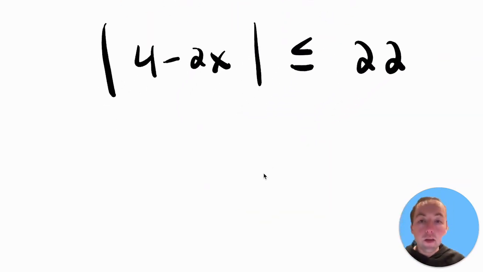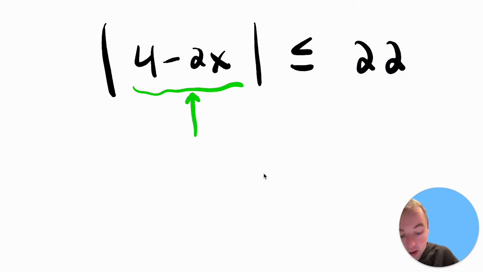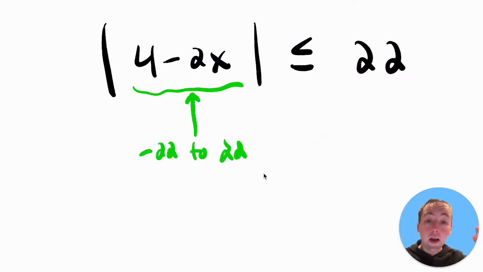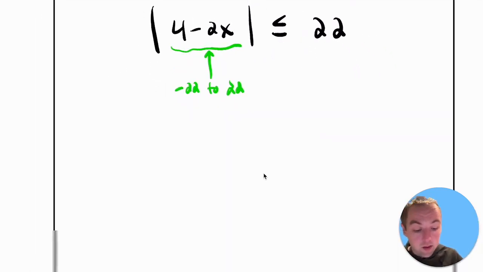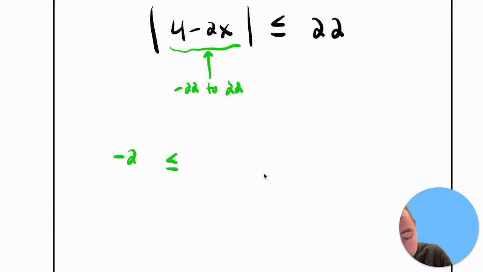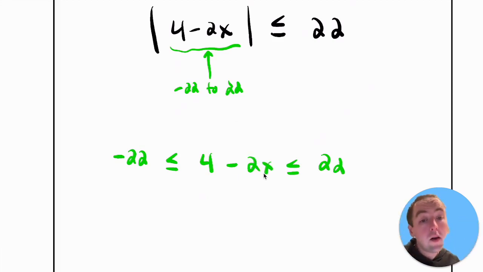So when you have something like this, and there's 4 minus 2x inside of there, what I just brought about is recognizing that the inside of this absolute value has to be anything from negative 22 to 22, basically. I need what's in the absolute value to be between negative 22 and 22. So I want to set up a compound inequality where smushed between negative 22 and 22 is the inside of my absolute value, which is just that linear expression 4 minus 2x, okay?